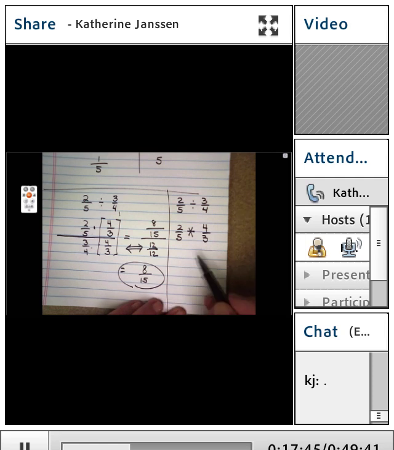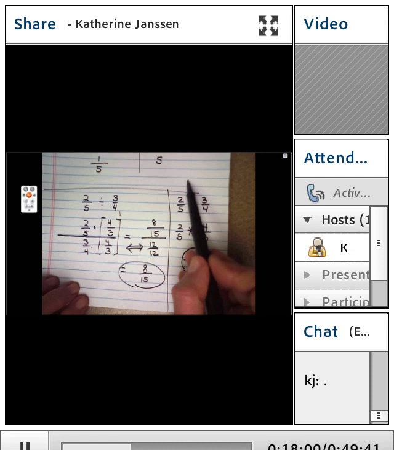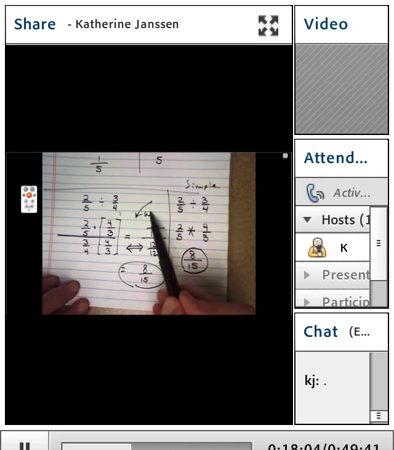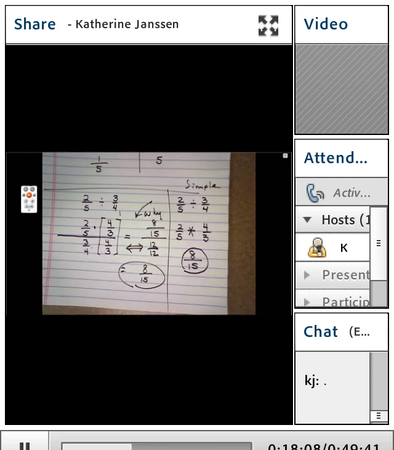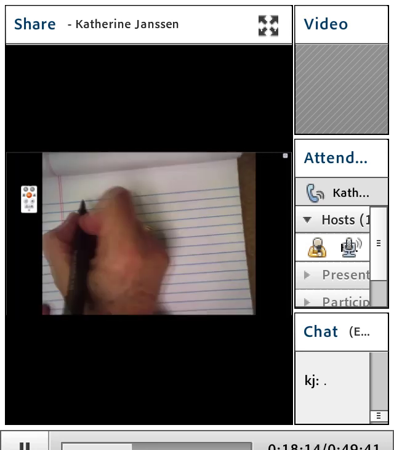Multiplication of fractions is a piece of cake. Multiply the numerators, multiply the denominators, and simplify if you can. We had no number that went into 8 and 15 evenly. So much simpler on this side, and we know why on this side. So division we're defining in terms of multiplication.